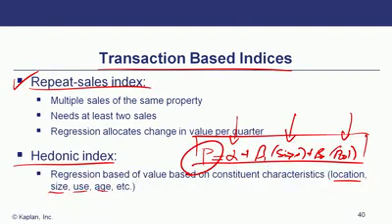So anyway, that's transaction-based indices, either repeat sales, selection bias, or hedonic index.